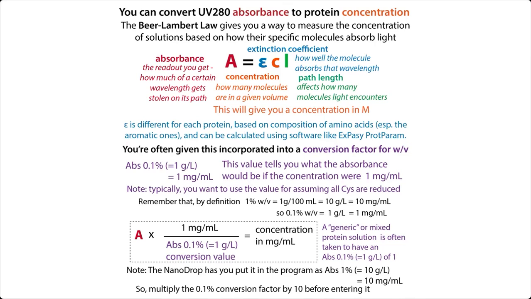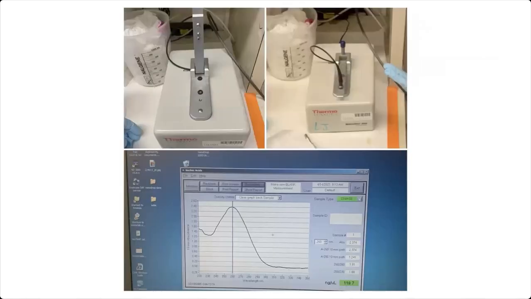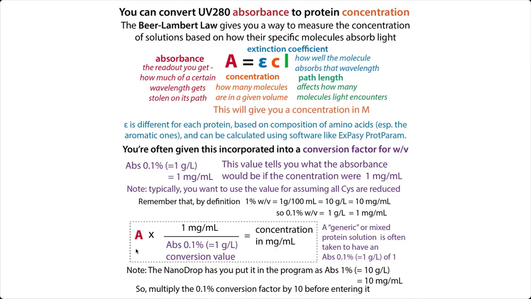Note too that when you put it in a nanodrop, typically the nanodrop is going to want the 1% conversion factor, which means that you need to multiply the 0.1% factor by 10 before entering it. So you would enter 10 instead of 1 on the nanodrop. But the nanodrop default is going to be that 10 or that 1, however you want to think about it.